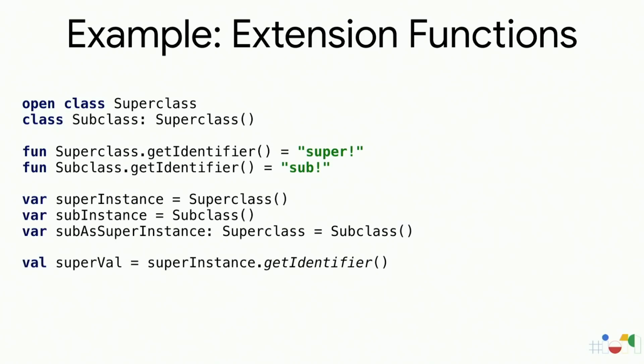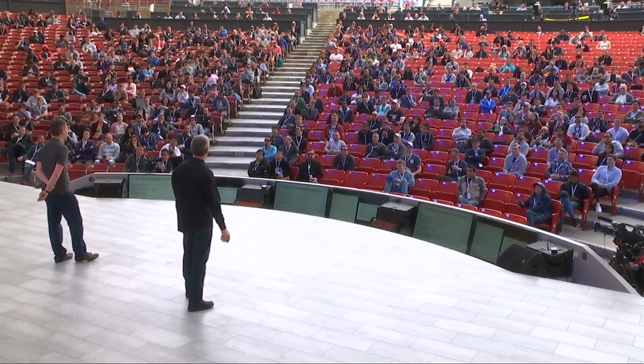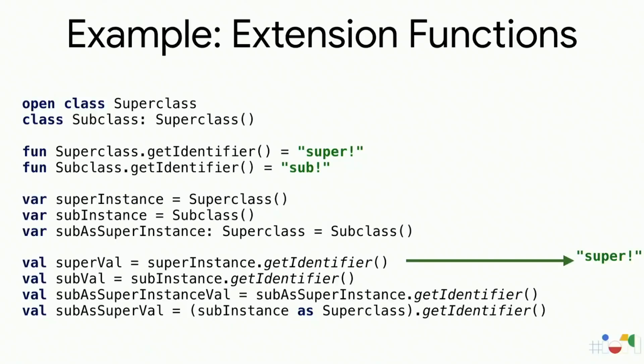And then the question is, what happens when we call getIdentifier on each of these things? And then we have one more example where instead of pre-casting it, we're casting it at runtime to a superclass. So the question is, when we call getIdentifier on the super val, we get... Anybody awake? There we go. What a super answer. All right, how about the next one? All right, thank you. And number 3? Wrong. Sorry, super. So this is the one that's a little bit surprising, and finally the last one is the same. So it is a subclass.